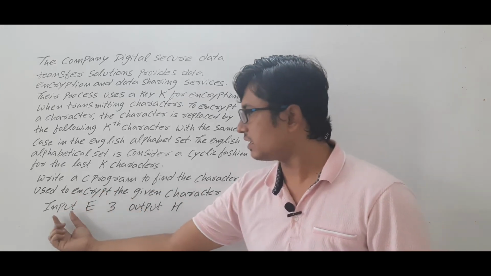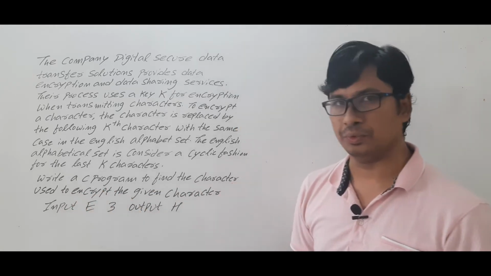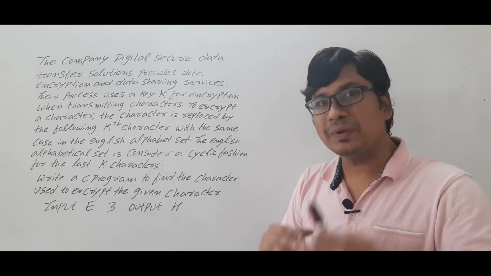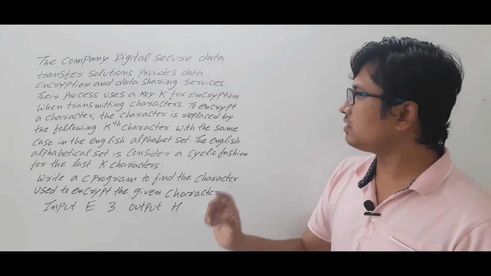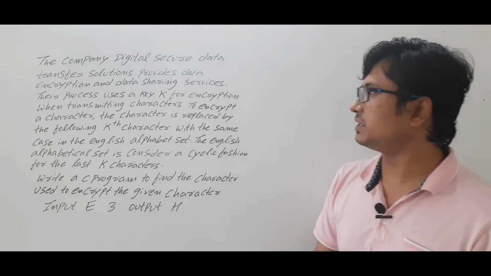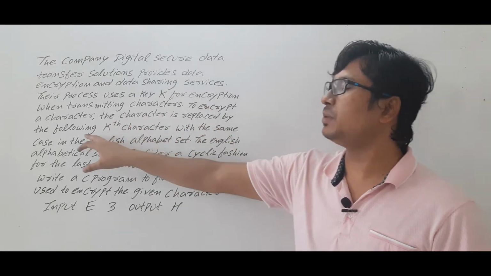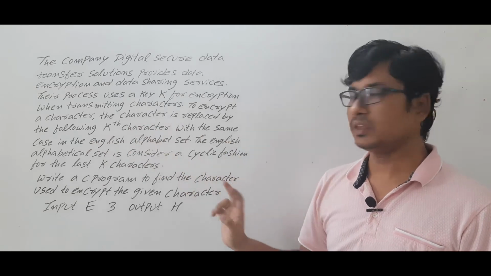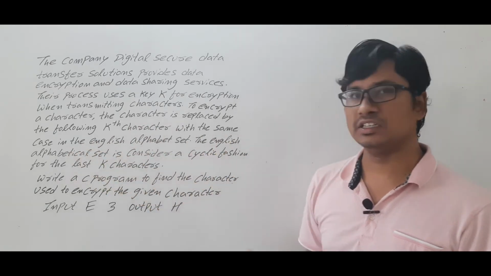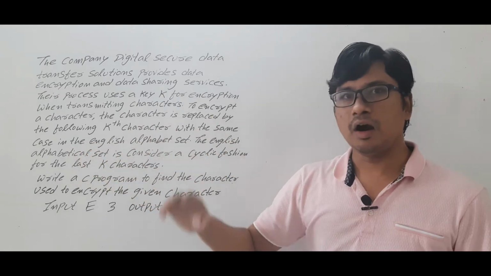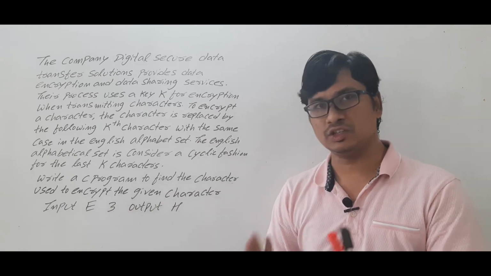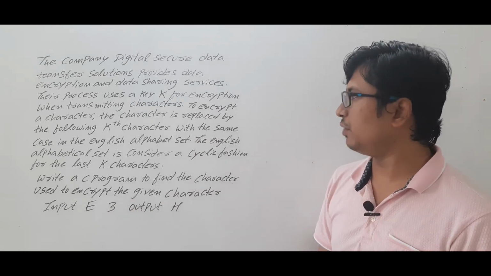For your understanding, I have considered an input and output. First let me explain this question. Okay, what are the few points they have highlighted? Let me discuss for you. To encrypt a character, the character is replaced by the following kth character with the same case in the English alphabet set. So all the alphabet should belong to English language only. This is one point they have highlighted.